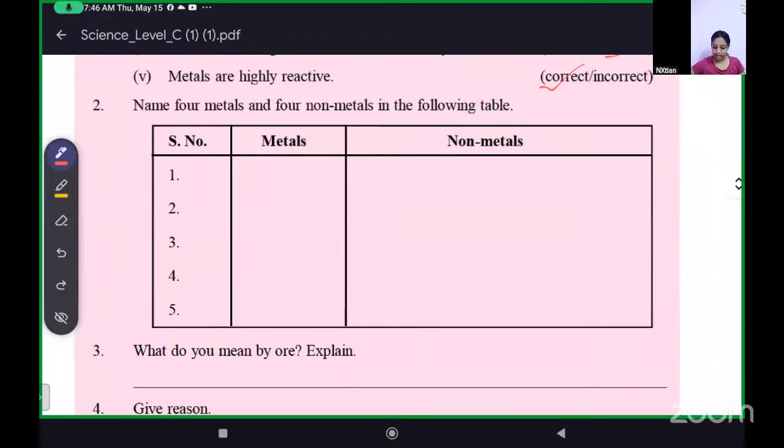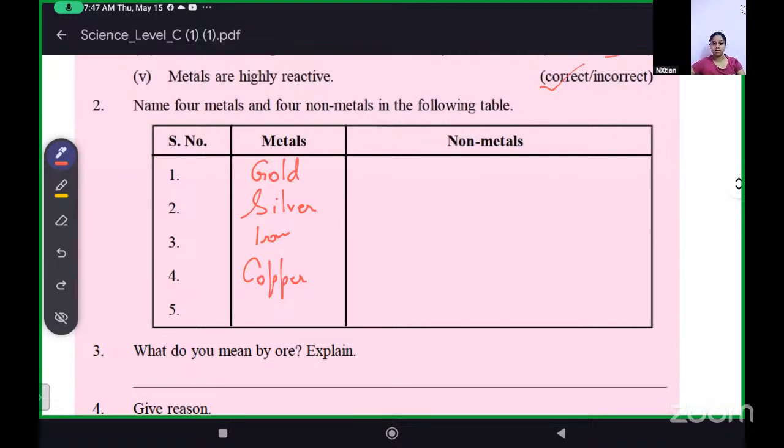Okay. Now, there is a table in which you have to name 4 metals and 4 non-metals. Yes, you can say. Ma'am, can I say the metals? Yes, Emma. Gold, silver, iron, and copper. Good. Anna, can you tell some of the non-metals?